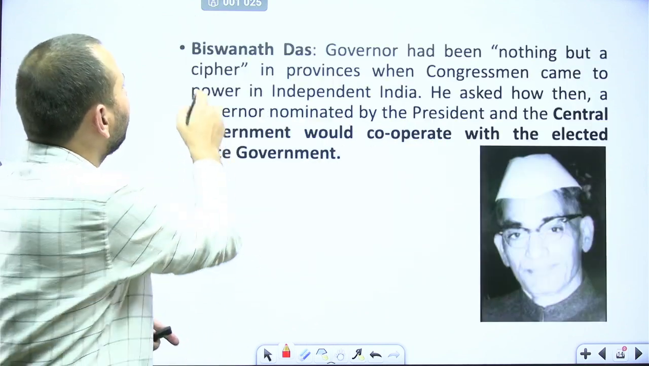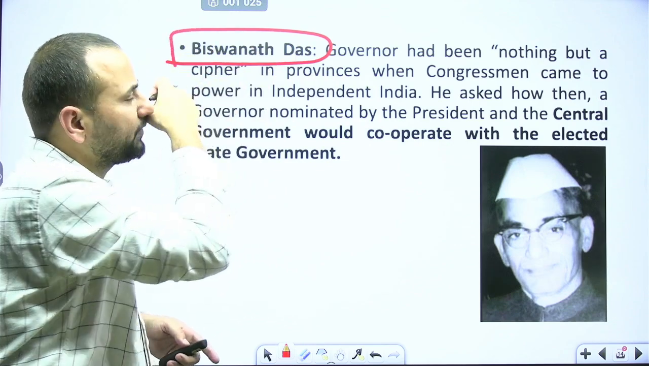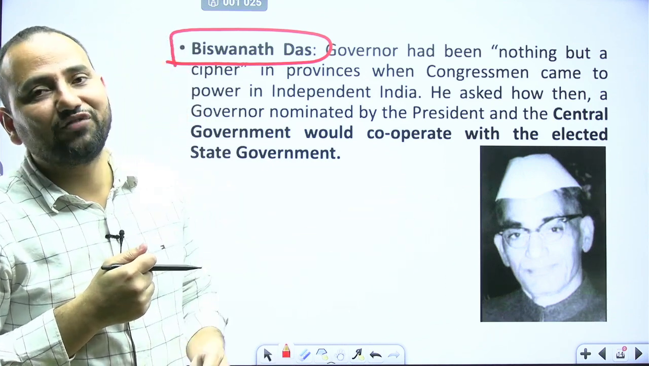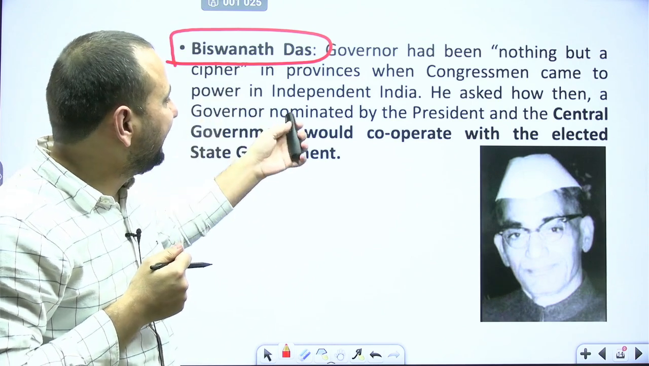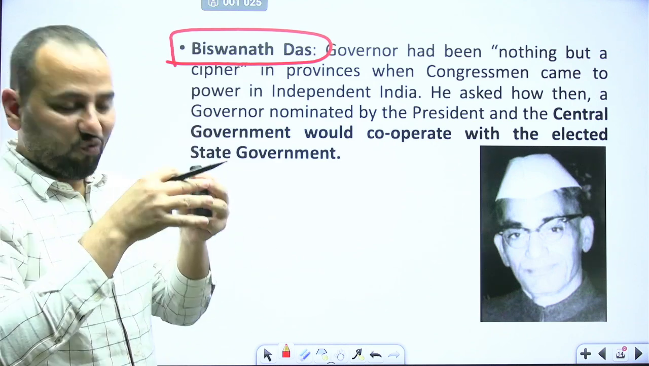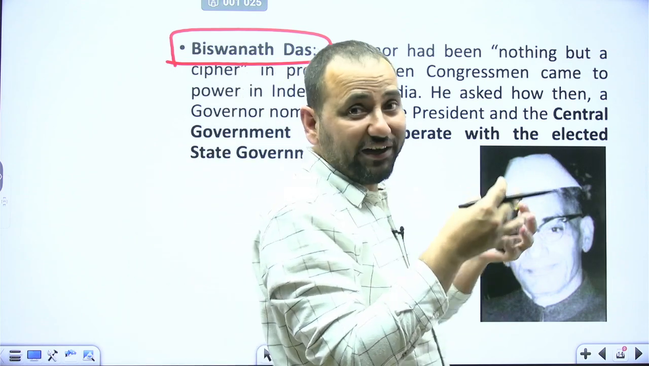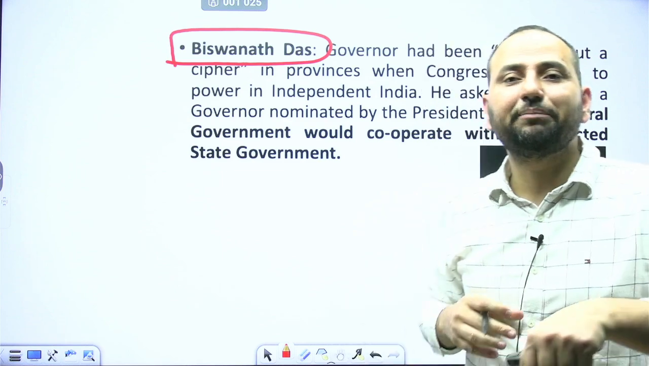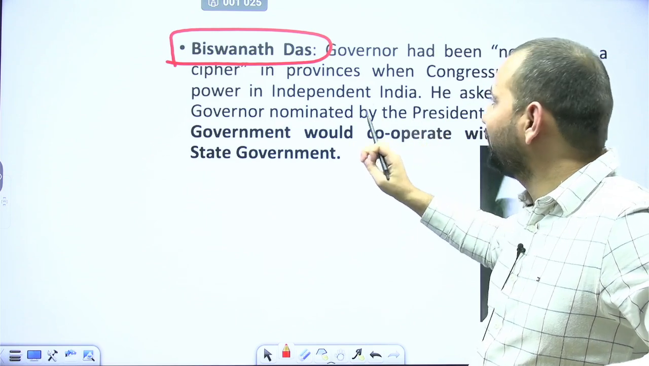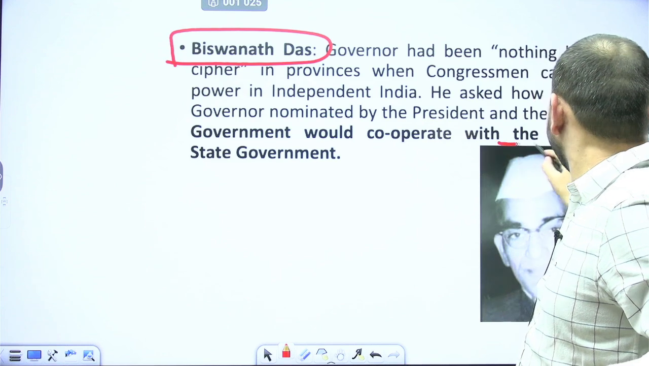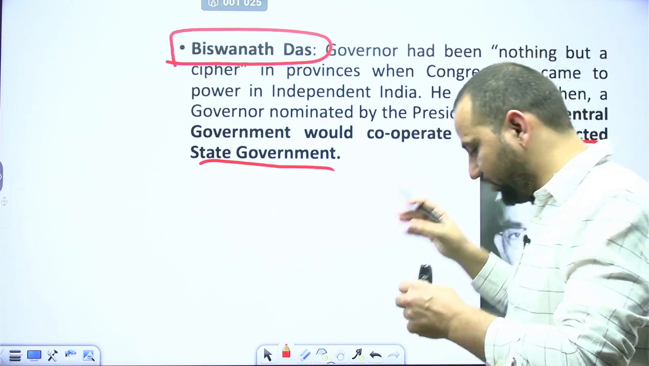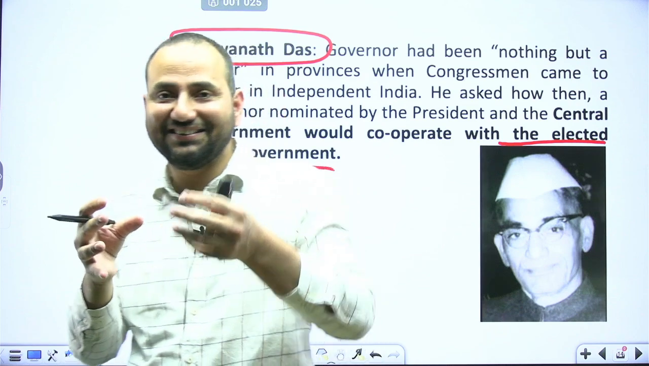If you talk about Vishwanath Das, he himself became a governor with the passage of time. He was the governor of Uttar Pradesh for some period of time also. He specified that if the central government comes up with the provision of what we call a nominated governor, appointed by the president, then it may create various issues. He also specified that if the governor is elected by the state government, then we also need to understand the issue of cooperation between the center and the states.